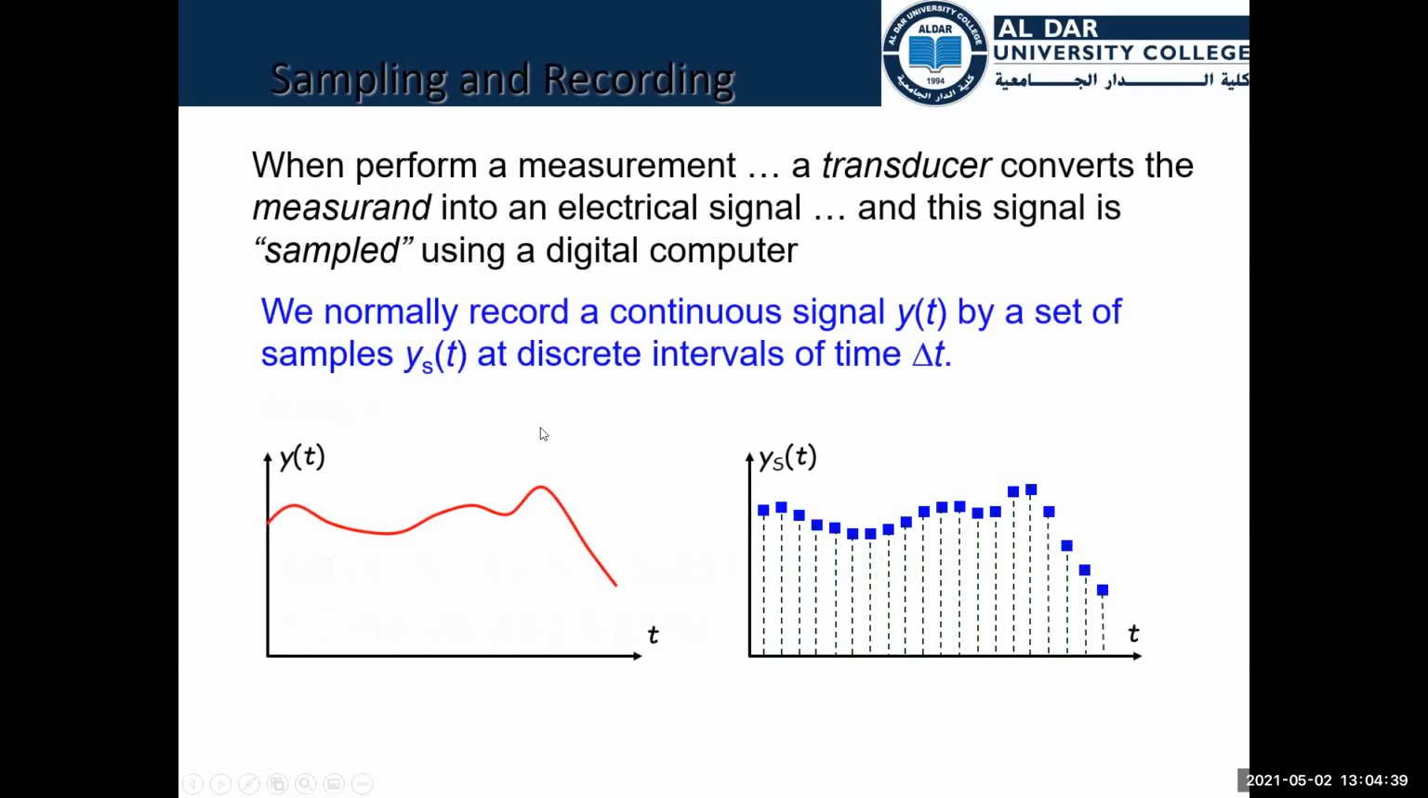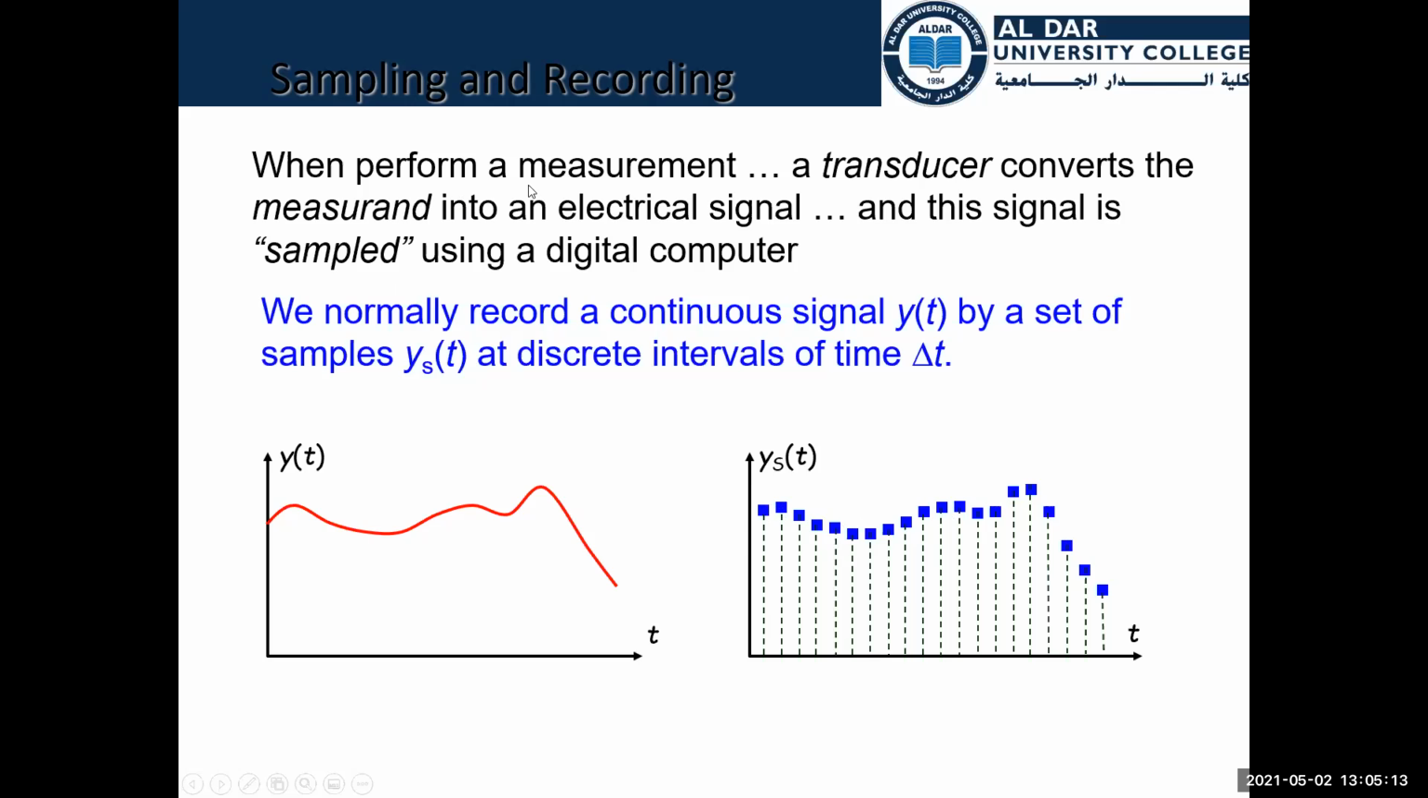If we have a continuous signal like the one here and we want to represent it in the computer, we cannot represent it like that. We have to capture the value of the signal at discrete times, like in the right figure, where we have taken a sample here, another sample here, and so on.